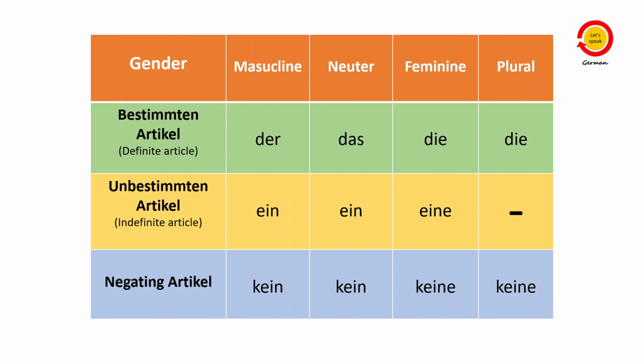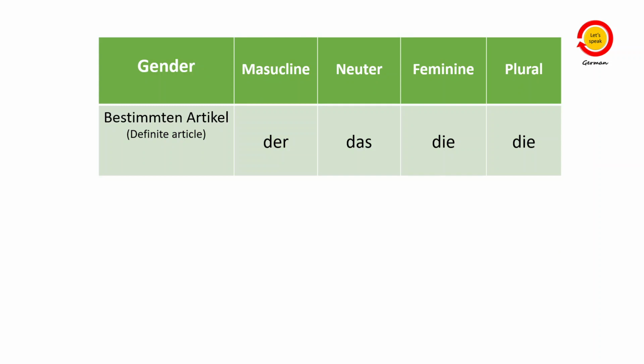This table indicates articles with respect to their genders. The usage of the definite article is similar to the English usage of "the". We use it when we want to specify a particular object or noun in a sentence. But the main difference is that in German we have three different forms of "the" based on the gender of the noun. A masculine noun takes der, a neutral noun takes das, a feminine noun takes die, and a nominative plural always takes die, irrespective of the gender of the noun.